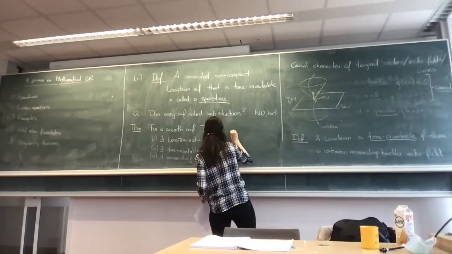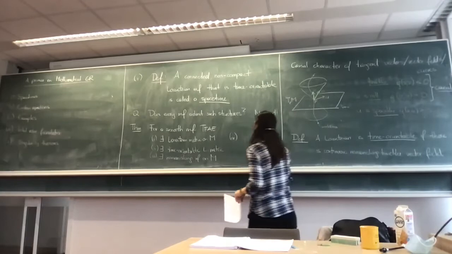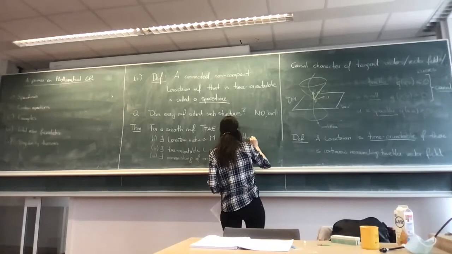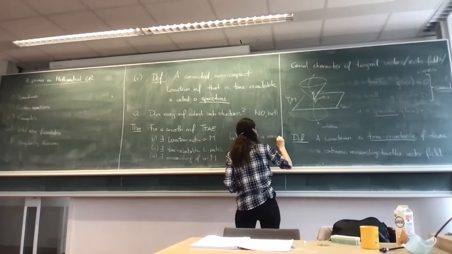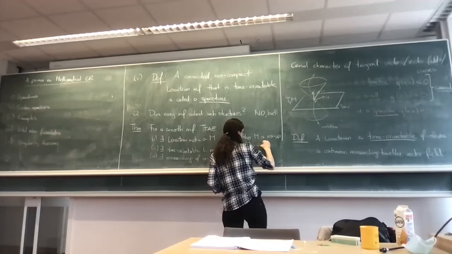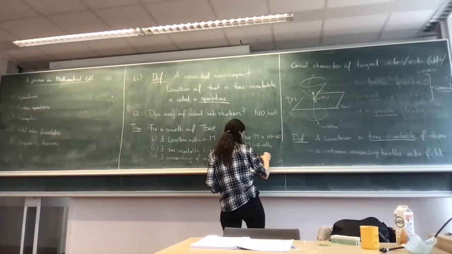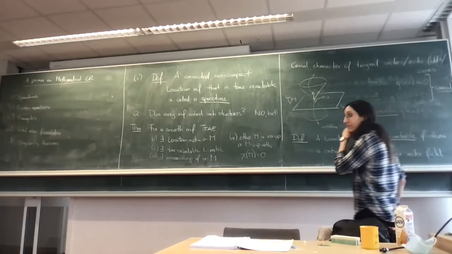So that either M is non-compact, which explains why people use non-compact, or M is compact, and this other characteristic, the Euler characteristic, is vanishing. Okay. You're saying that if M is non-compact, there is no problem? There is one. There's always, yeah.